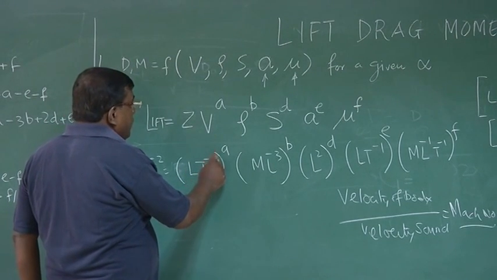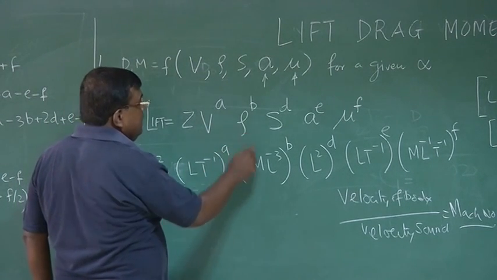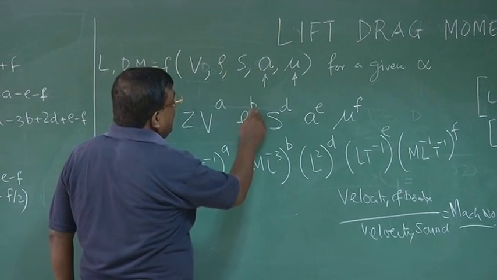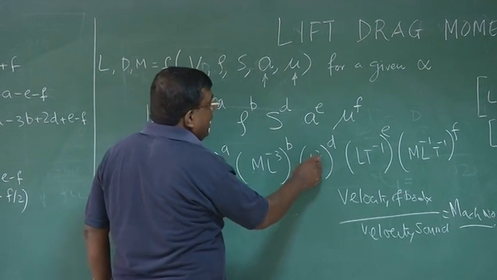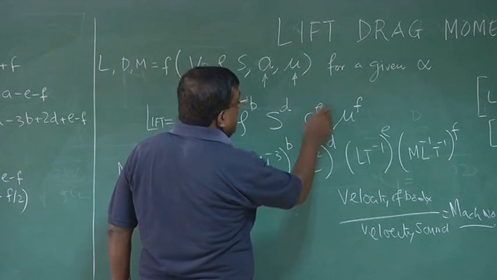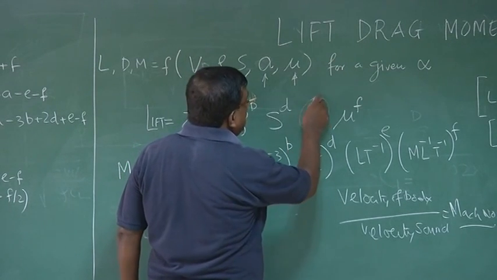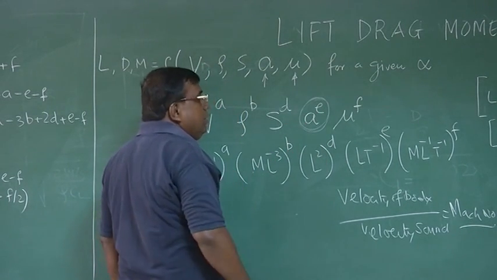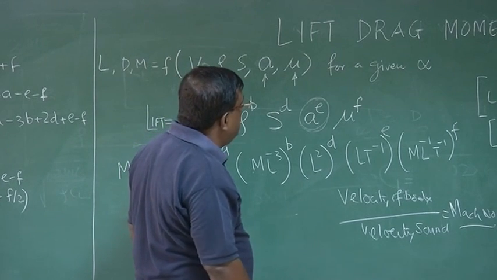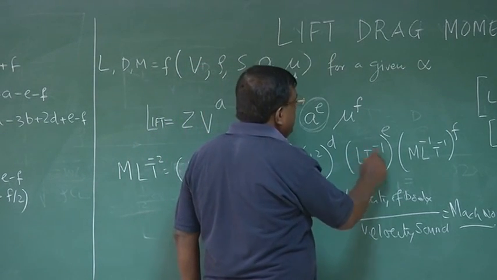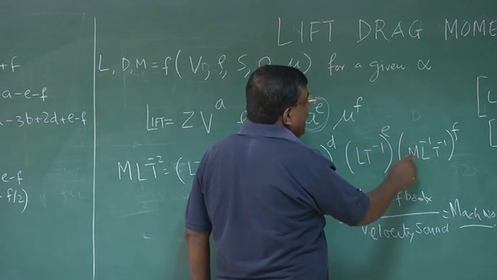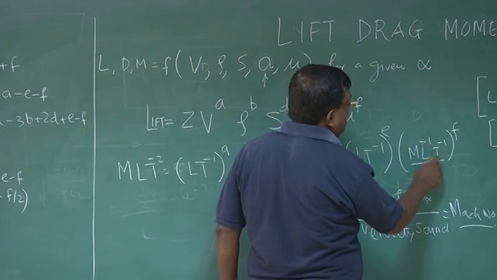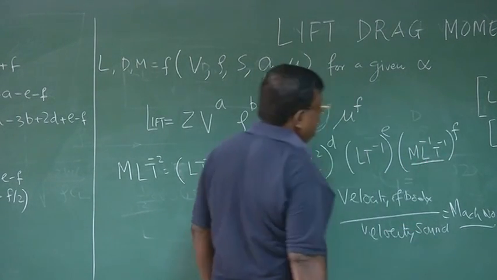So L T minus 1 is V to the power a, then rho is M L minus 3 to the power b, S is L square to the power d, a is the speed of sound, to be more precise, and that is L T minus 1 to the power e, and mu we have discussed, M L minus 1 T minus 1 to the power f.